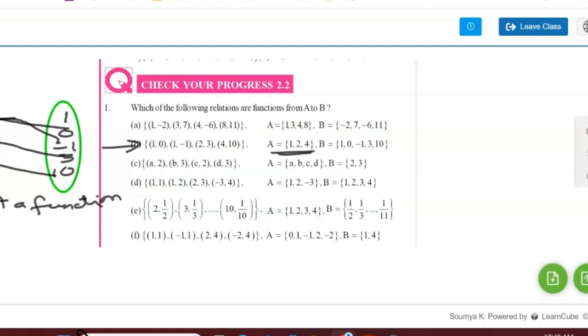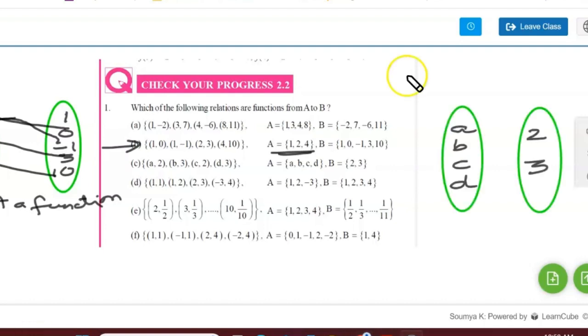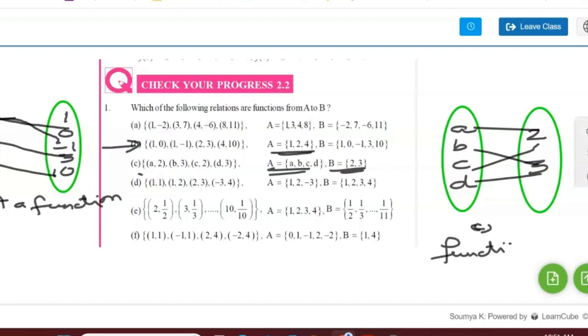Okay, let's go on to the third question. C has these two sets that are shown here. Now if you see, A is related to 2, B is related to 3, and C is related to 2 again, and D is related to 3. So this is a type of function where each element of the domain, the first set, goes into the second set. You can see repetition is here, but it is not for the set A. So this kind of relation is known as a function. So this satisfies the condition of a function.